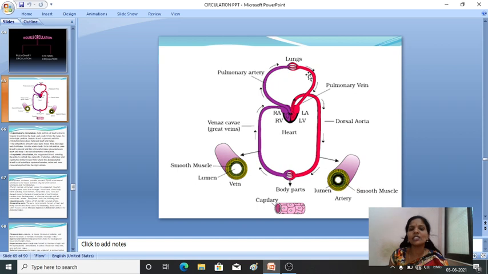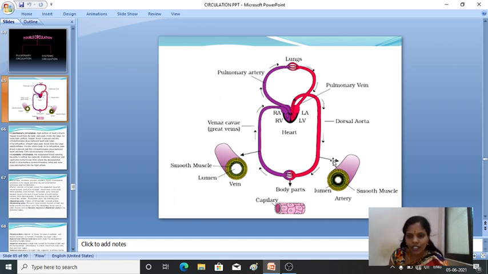In the lungs, the blood gets purified. Then after purification, the oxygenated blood is carried from the lungs through the pulmonary veins. From the pulmonary veins, it enters the left auricle. From the left auricle, it is carried to the left ventricle. From the left ventricle, it is carried to the aorta, that is, the dorsal aorta.